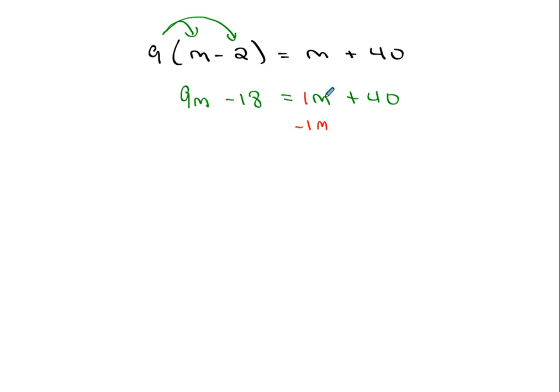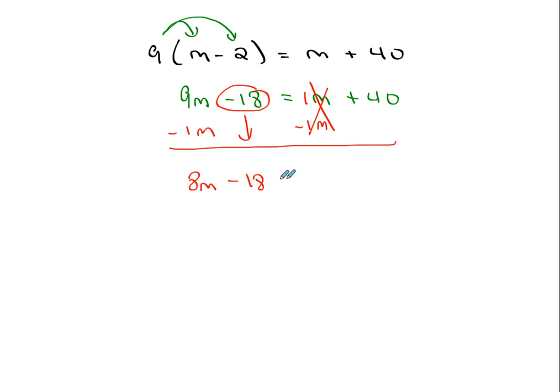Subtract 1m. Subtract 1m from the right. Subtract 1m from the left to keep my equations balanced. 9m minus 1m is 8m. Bring down my negative 18. Don't forget the sign. Equals 40. So now my variables are on the left.